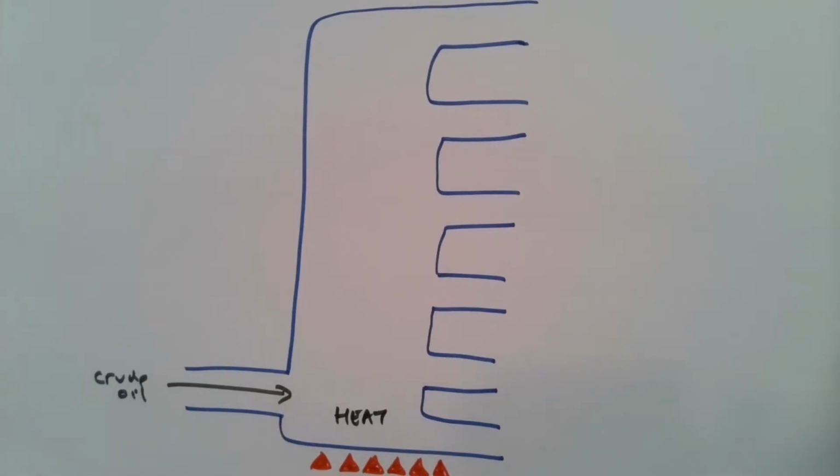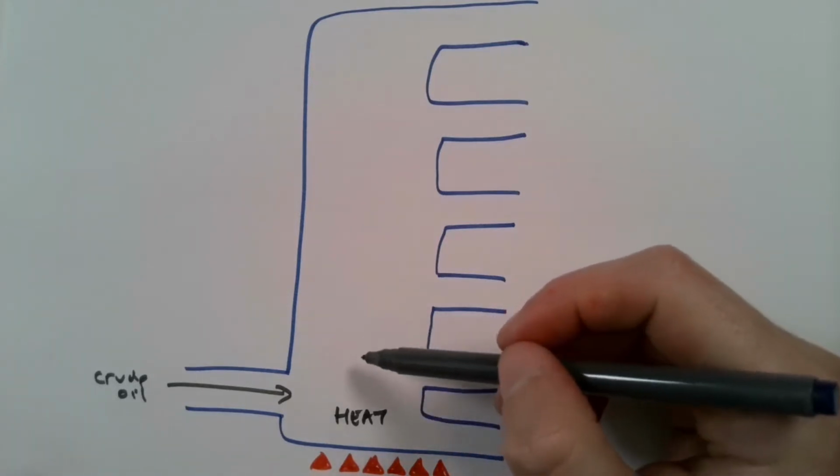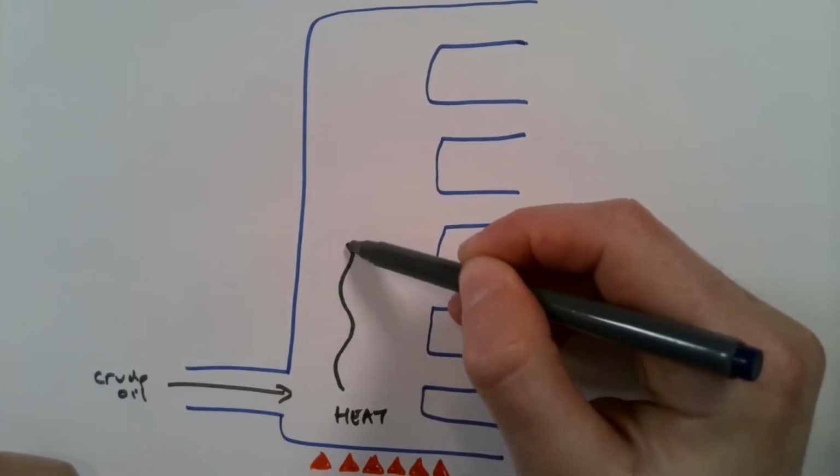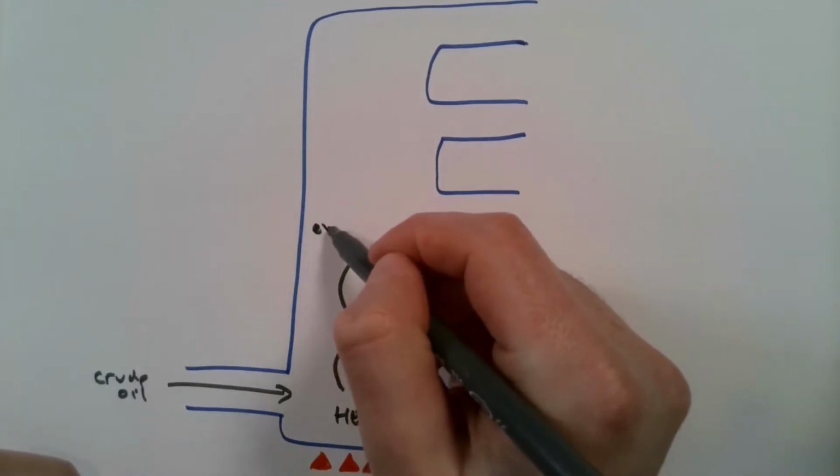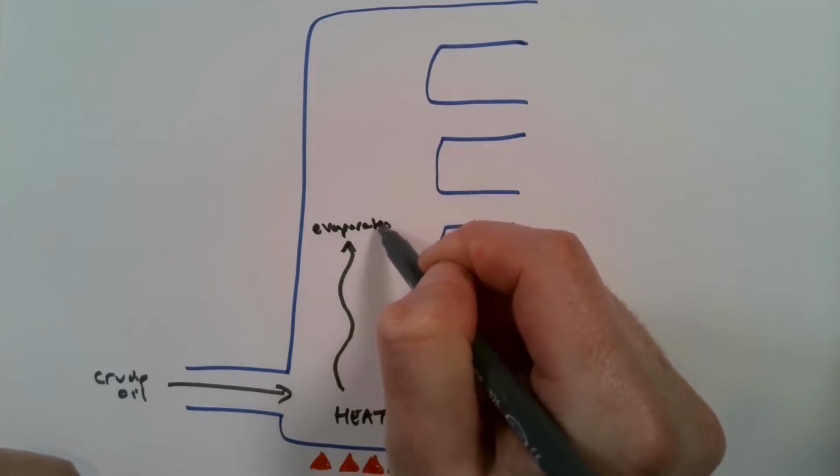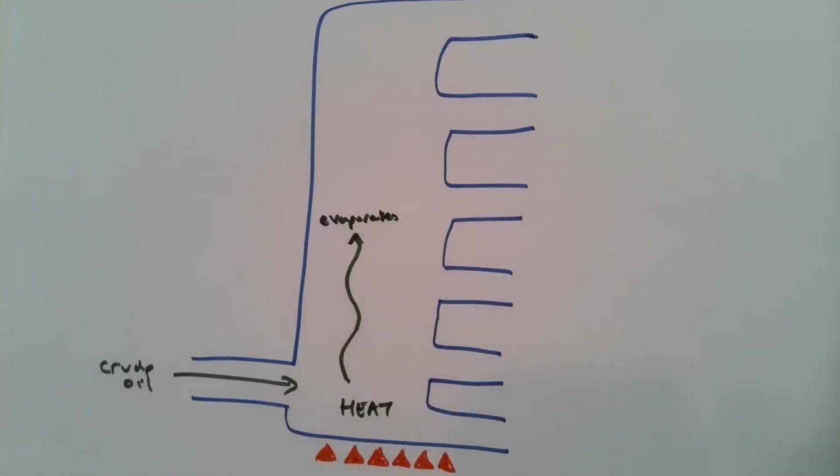Now what happens to that crude oil if it gets heated? This is where you're going to have to do some work in the chat. What happens to that crude oil when it gets heated? Spot on, excellent. Okay, it evaporates. So the crude oil heats up, it vaporizes, and it evaporates. So it changes state from a liquid to a gas. And as it does so, it rises up the column.